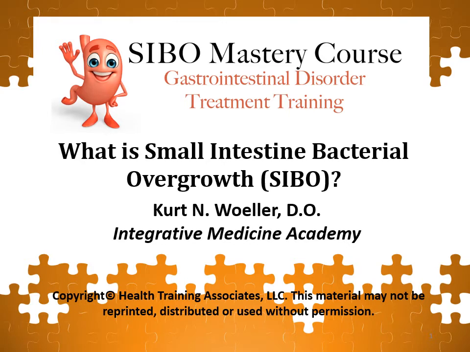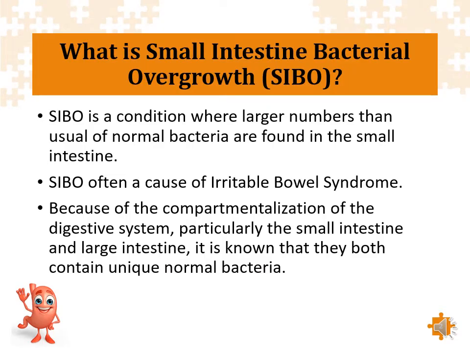The title of this short presentation is called What is Small Intestine Bacterial Overgrowth? So small intestine bacterial overgrowth, abbreviated SIBO, is a condition where larger numbers than usual of normal intestinal bacteria are found in the small intestine. Most of the bacteria in our digestive system is actually found in the large intestine.